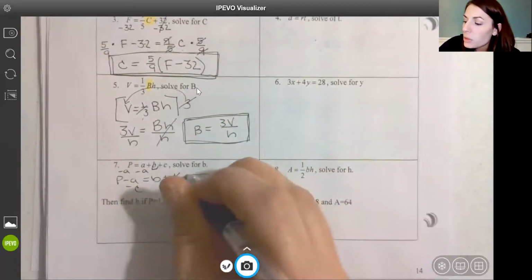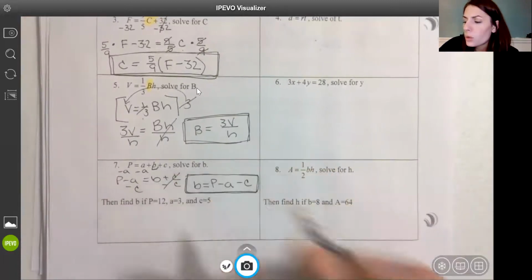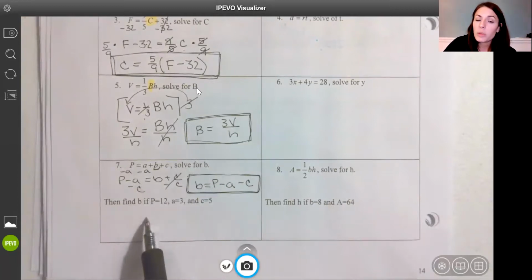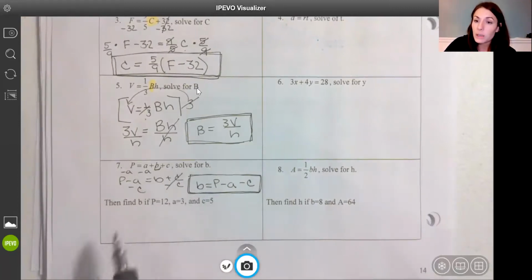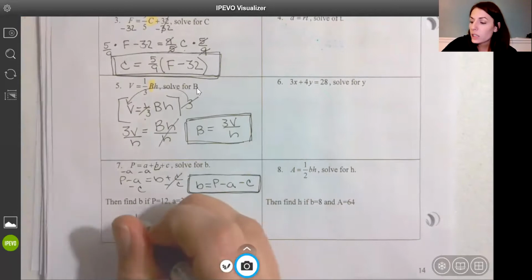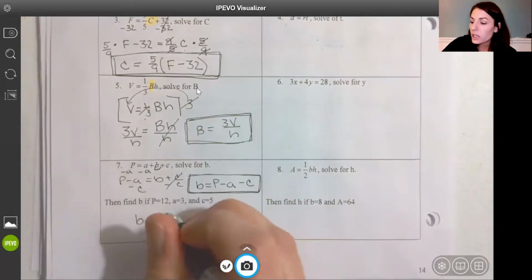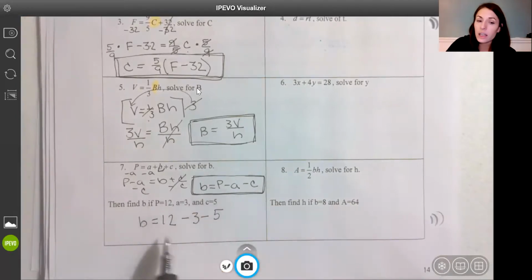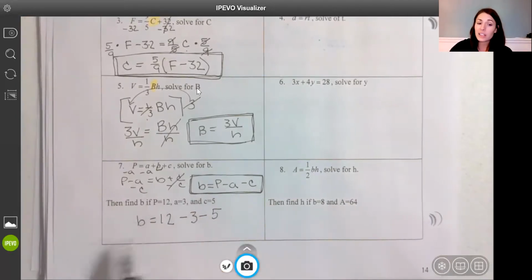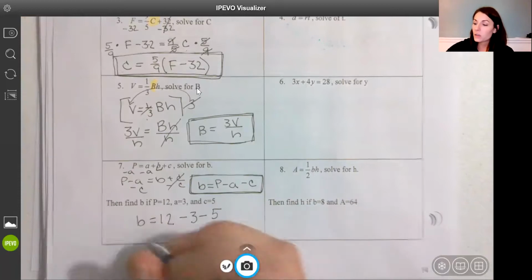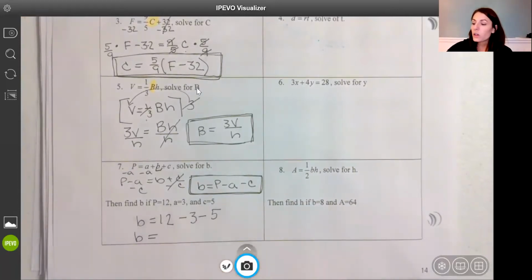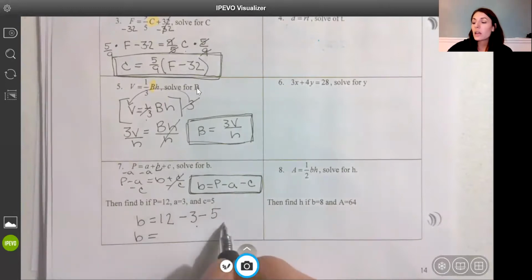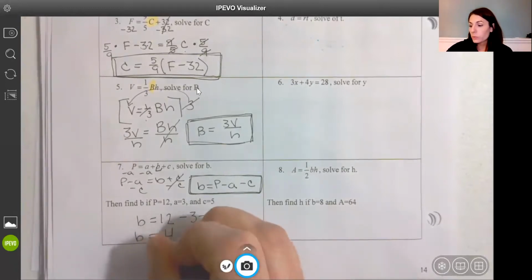And this kind of demonstrates why we would even want to do this, which is now it's asking me to find b, which will be a lot faster with it already set up as b equals. So to find b, if I know p is 12 and a is 3 and c is 5, I can just substitute in, and again, it's already set up to give me what b is equivalent to. So now I have, let's see, 12 subtract 3 brings me to 9, subtract 5 gives me 4.